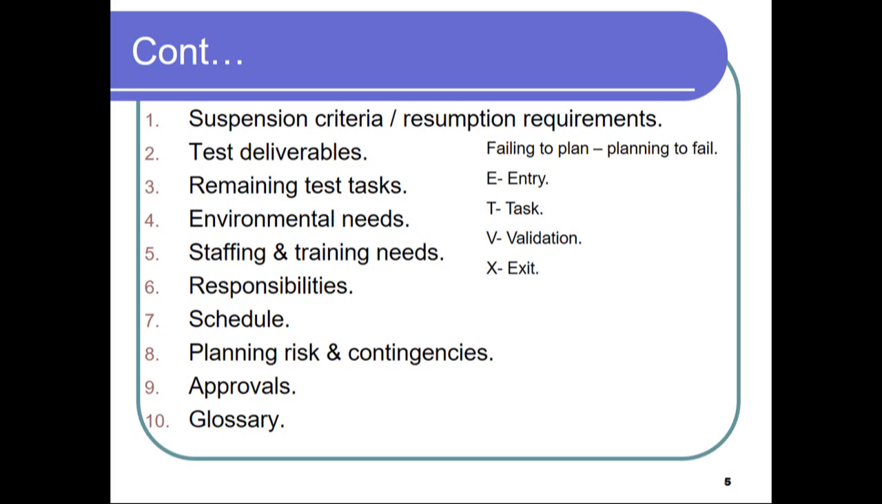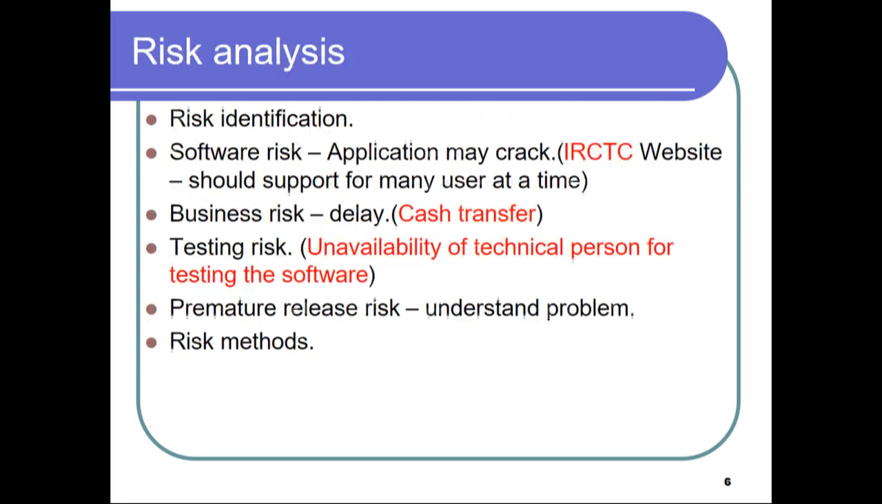for that. So responsibilities of that particular test plans, and definitely a schedule should be there for that, because if there is no schedule, automatically it drags on a lot of times, and then there will be a delay with that. So planning risk also will be there, and approvals already I stated that. Okay. So failing to plan, planning to fail. So easily we'll say that entry, task, validation, and the exit.